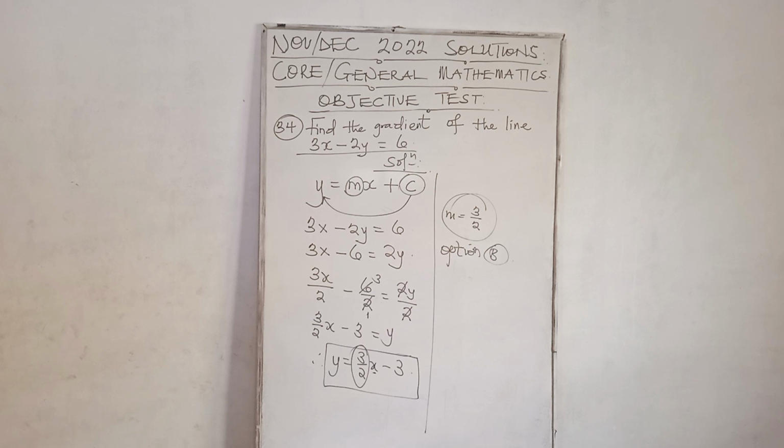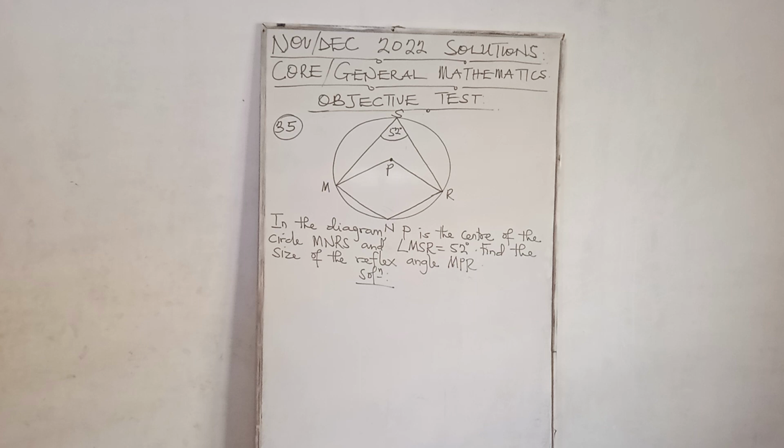So now let's proceed to our last question. That's question 35. All right, question 35. We have a beautiful circle theorem. That's plain geometry 2. In the diagram, P is the center of the circle MNRS. And angle MSR equals 52 degrees. Find the size of the reflex angle MPR.